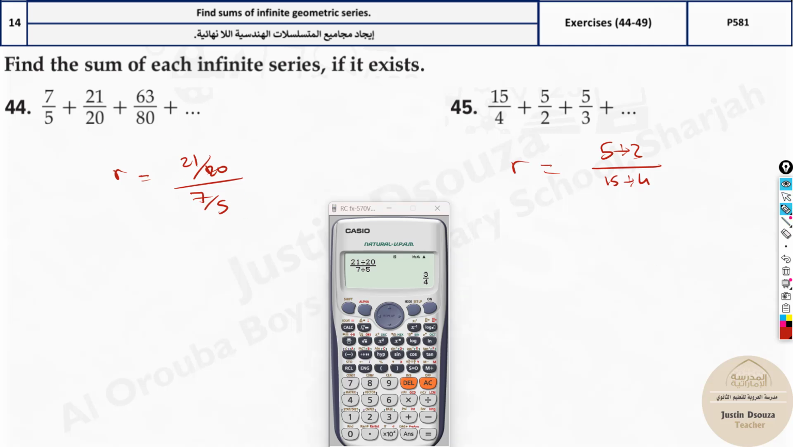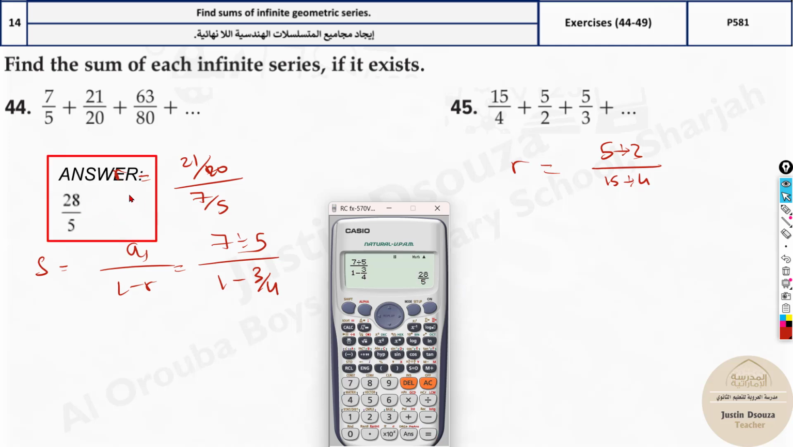So what do you do now? Write the sum formula, A1 by 1 minus r. A1 is 7 divided by 5. 1 minus 3/4, that is 1/4. You can put that entirely in the calculator. It is 7 divided by 5, over here it's 1 minus 3/4, or 0.75, or you can write 3/4. So the answer is 28 by 5. You can see that's the answer.